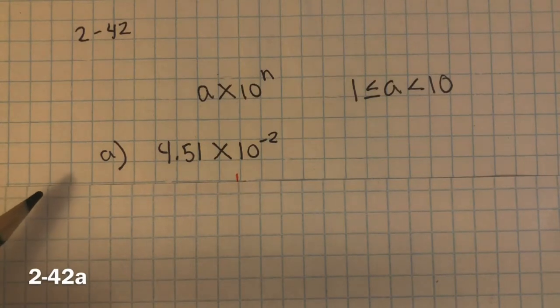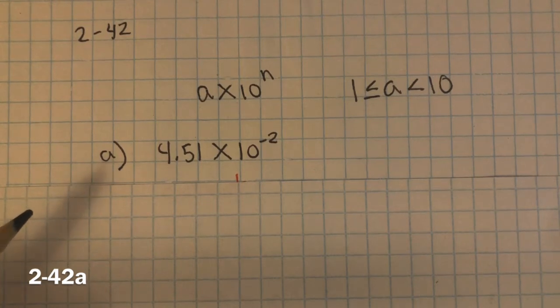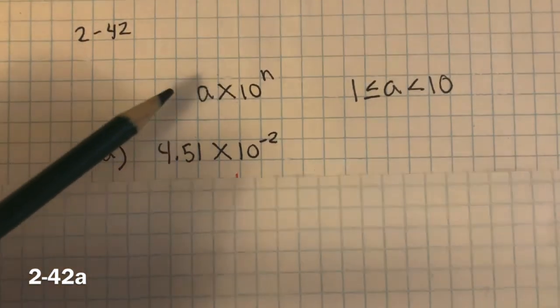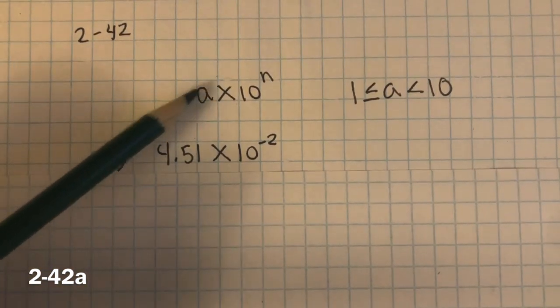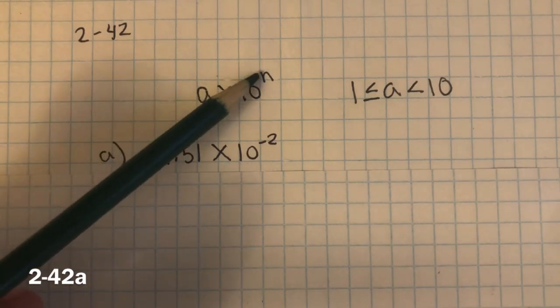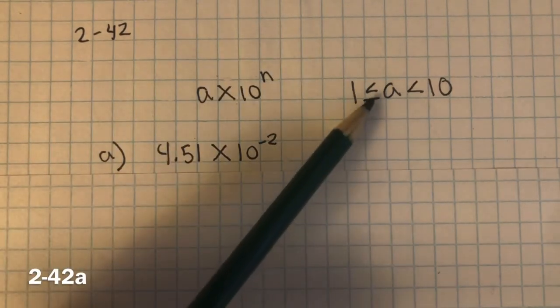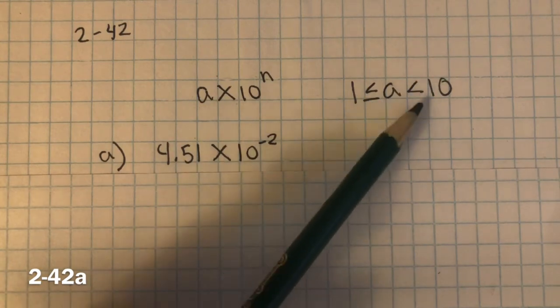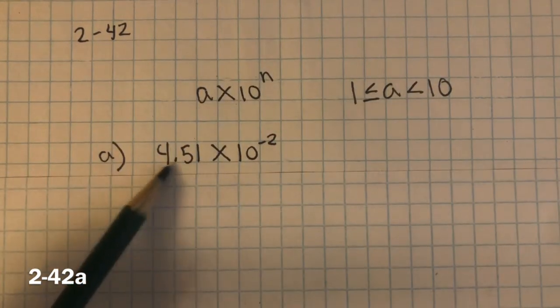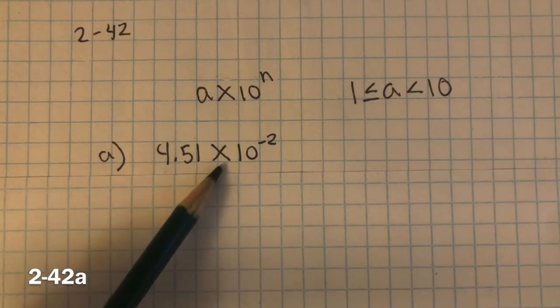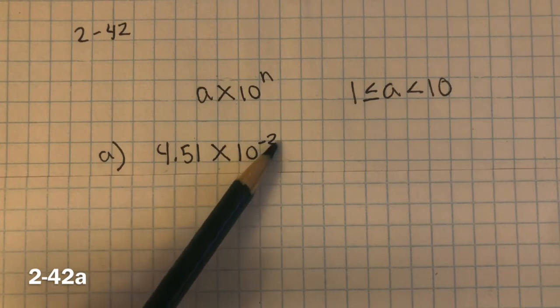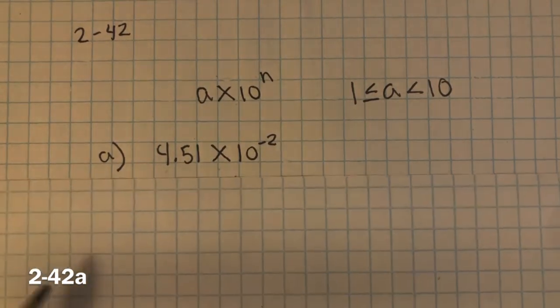For problem 242, we need to find which numbers are correctly written in scientific notation, and for those that are not, you need to rewrite them correctly. Well, remember, in scientific notation, you have a multiplied by 10 to the nth power, and a has to be greater than or equal to 1, but less than 10. Well, here's our a term. It's greater than or equal to 1, but less than 10, multiplied by 10 to the negative second power. That is in scientific notation.